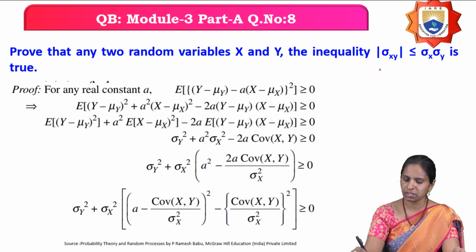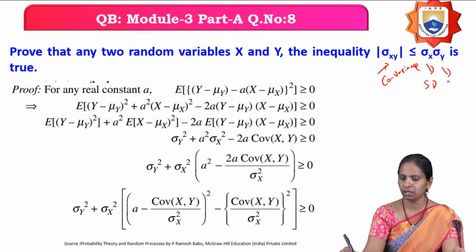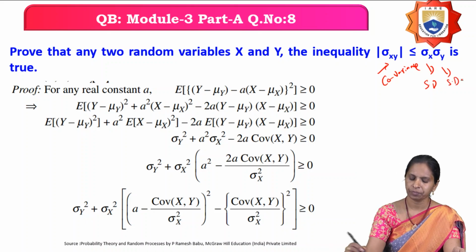So in order to prove this, what is sigma x? Nothing but what? Covariance, which is called as what? Covariance. Nothing but the product of the standard deviations of the random variables x and y. So in order to prove this relation, first you have to consider one equation.